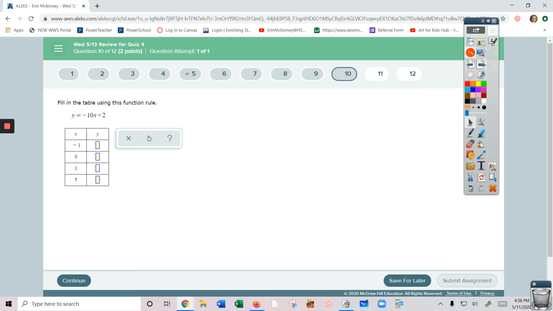Number 10, we are going to fill in a function table. So remember, when we're doing this, we're just going to take this function and keep plugging values in for x. So we want to take negative 10 times negative 1 plus 2. And you could pick up a calculator and type that into a calculator, whatever, but negative 10 times negative 1 is 10. 10 plus 2 is 12. Okay, and then we'd plug in the next one.